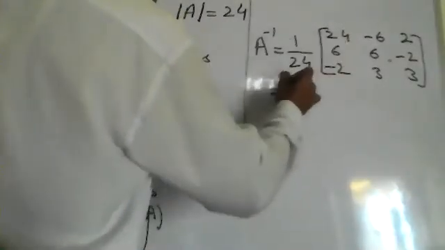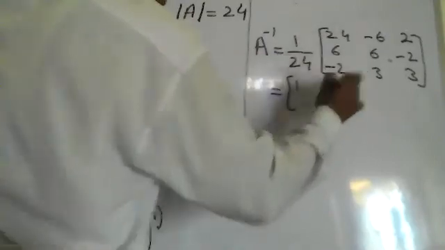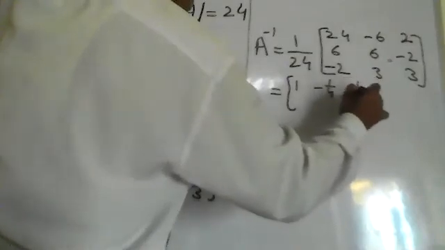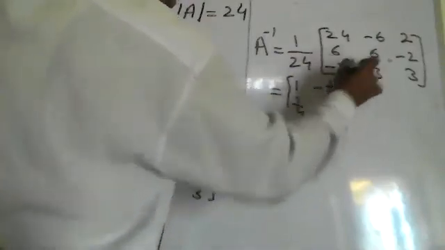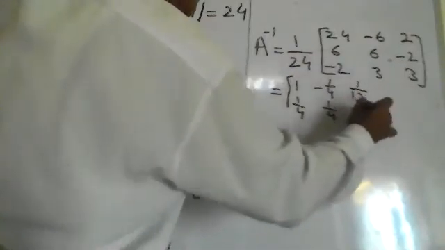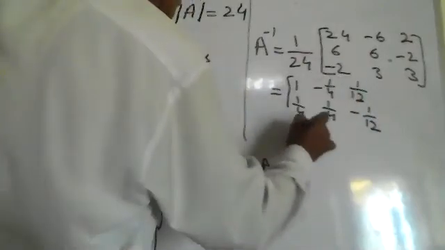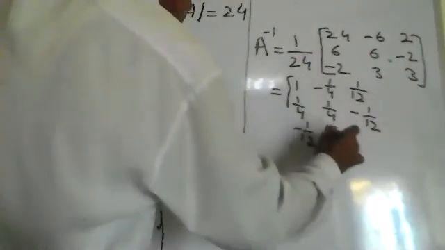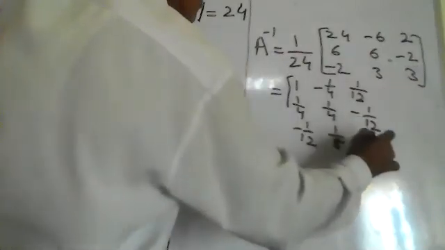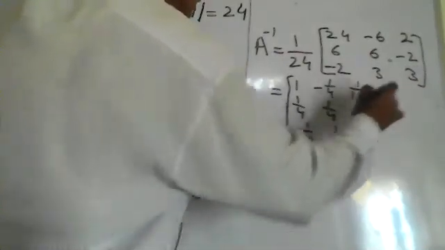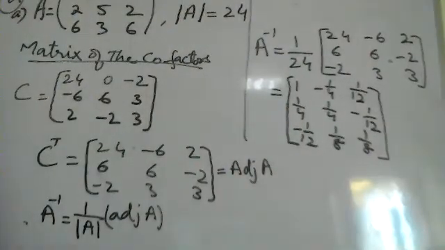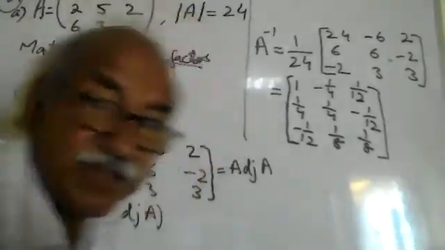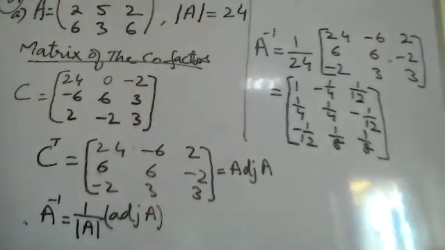If you multiply this one, it will become 1. This one, minus 1 upon 4. This one, 1 over 12. This one, 1 over 4. This one, 1 over 4. This one, minus 1 over 12. This one, minus 1 over 12. This one, 1 over 8. This one, 1 over 8. This is the inverse. In this way, you have to do the exercise.